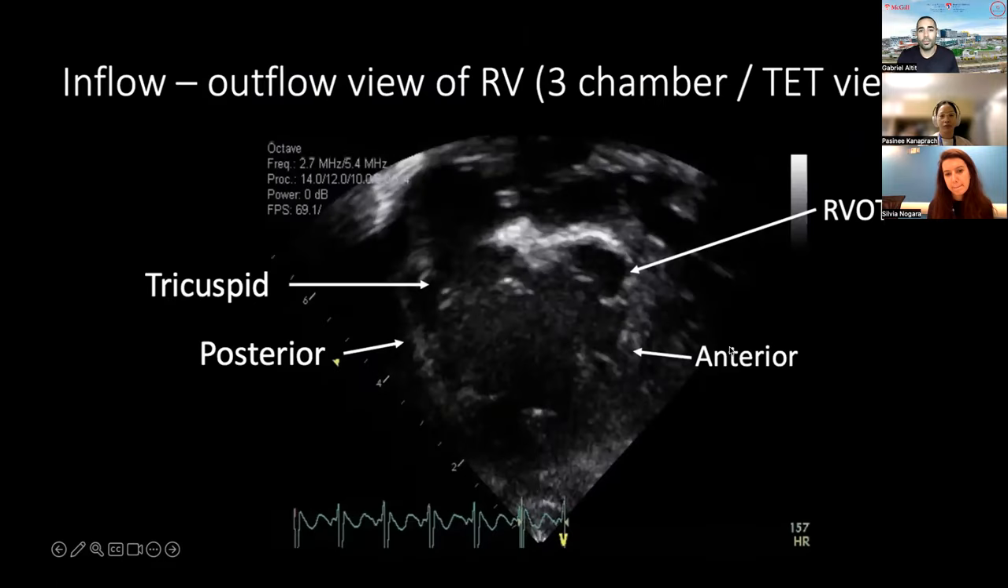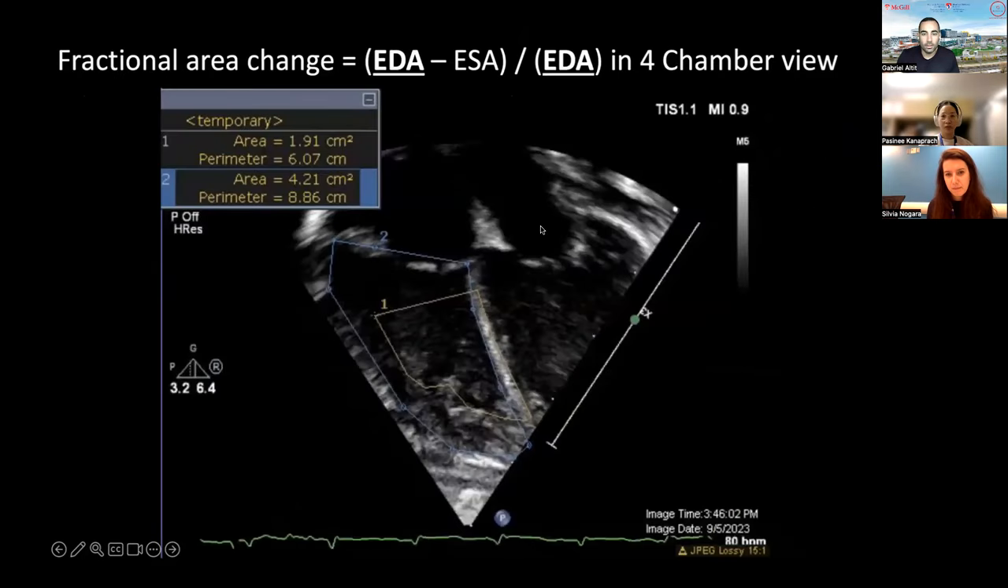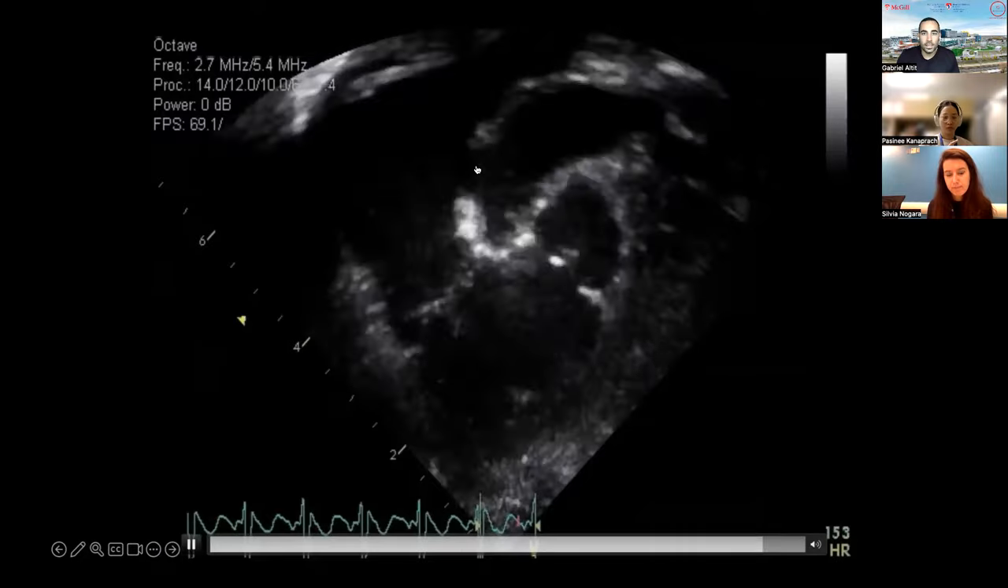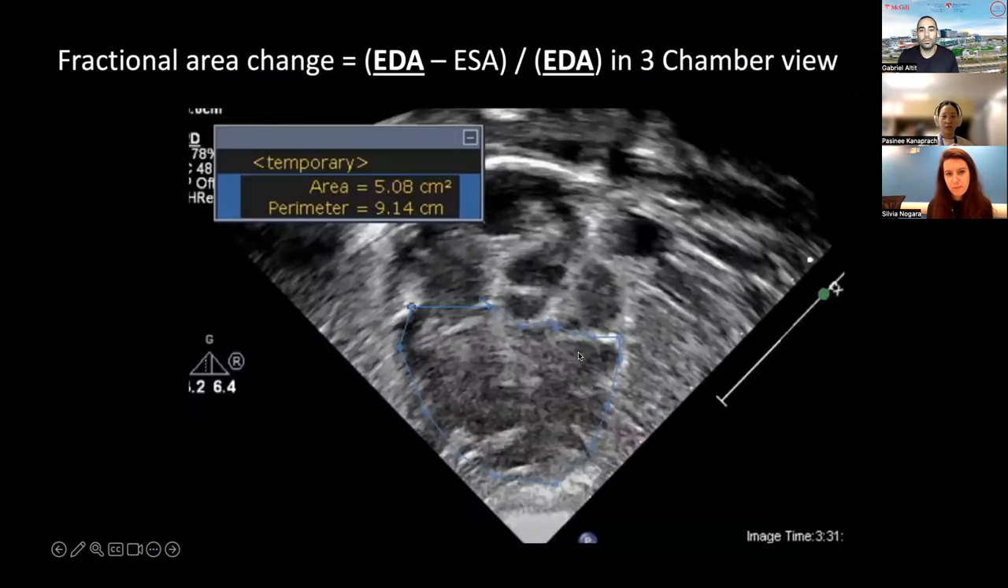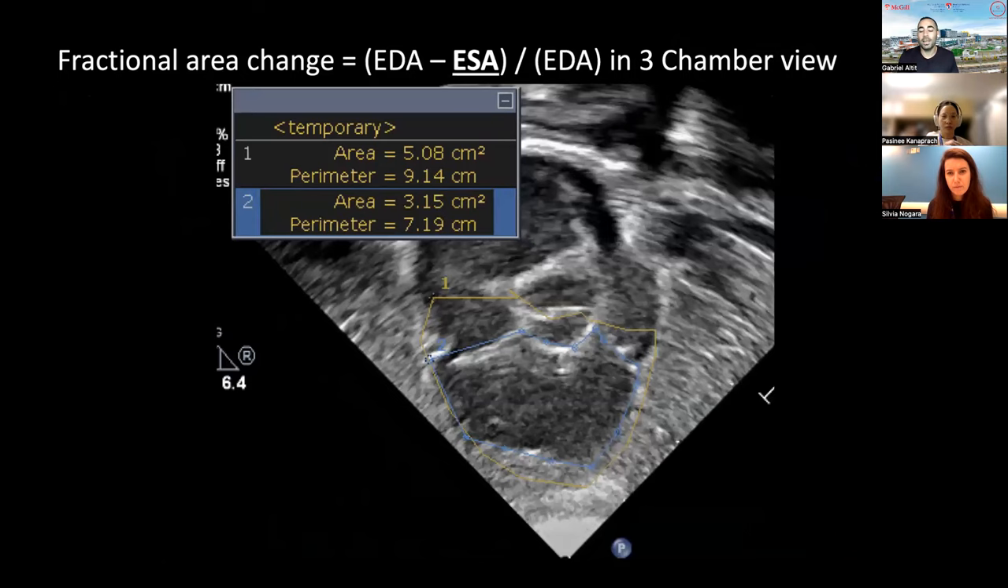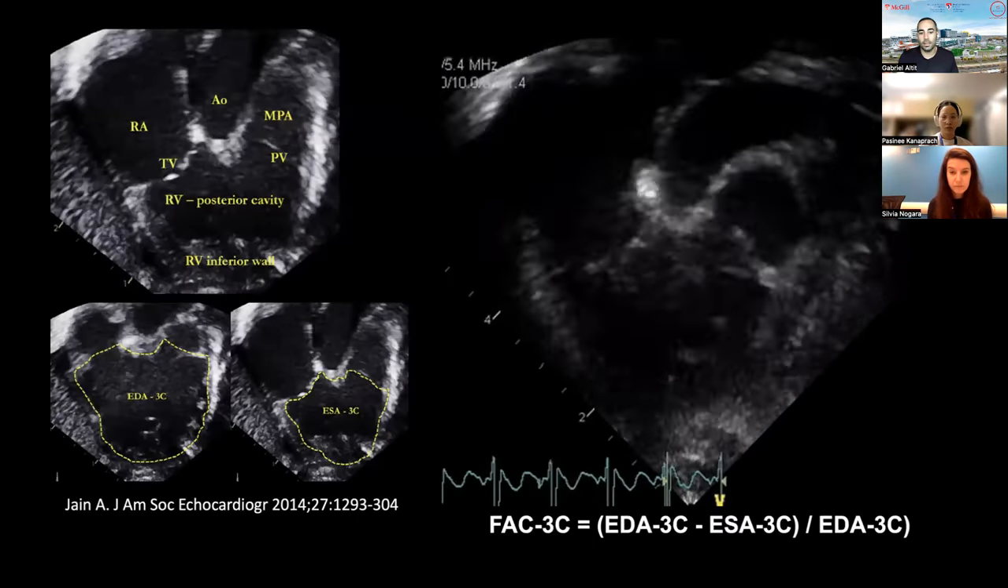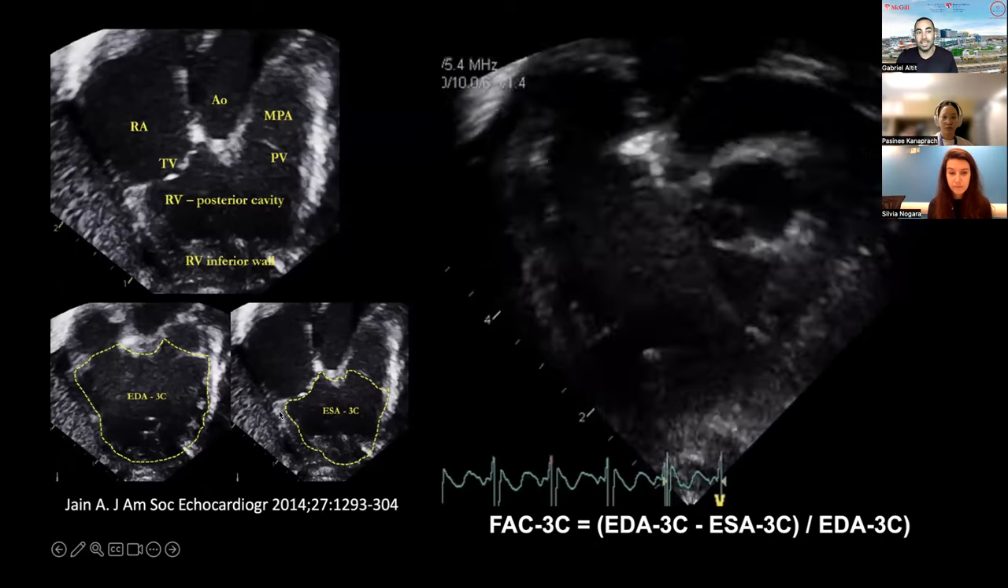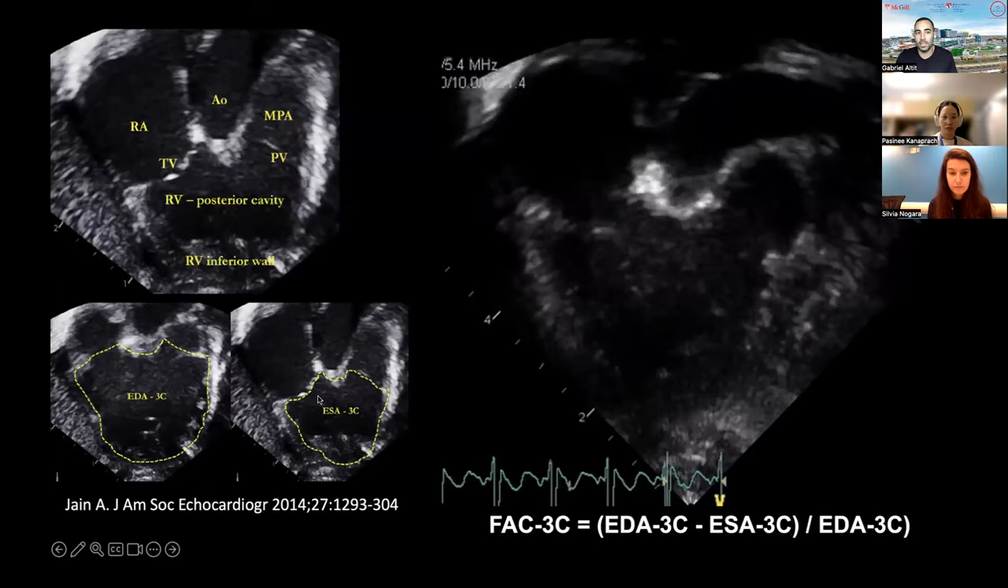And this is an example: tricuspid valve, posterior wall, anterior wall, RVOT, and in the background we see the aorta. You see this vessel is the aorta here. And so you can use that also to do a fractional area change of the RV, but in the RV three-chamber view. And many authors of the TNE groups are recommending to start using this marker. That's one of the publications by Amish Jain, where he did that in the first 48 hours in term babies.